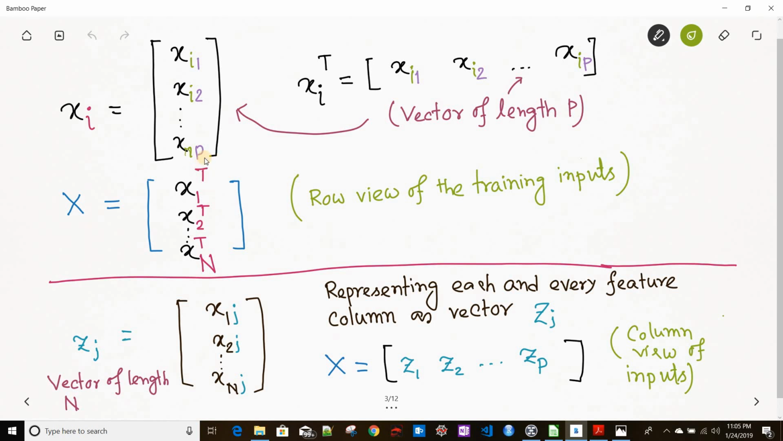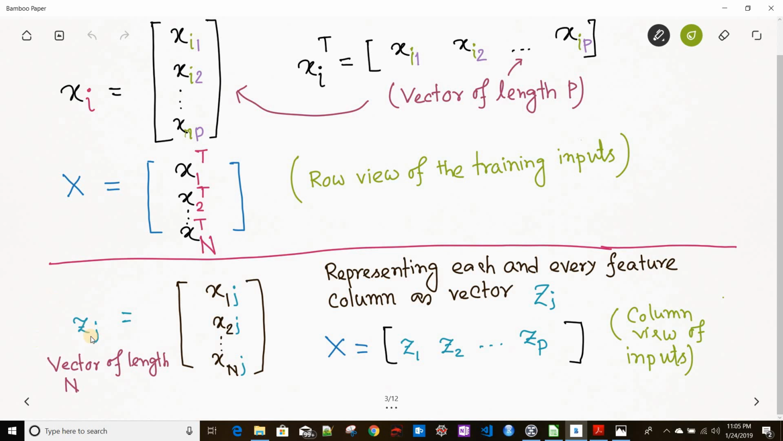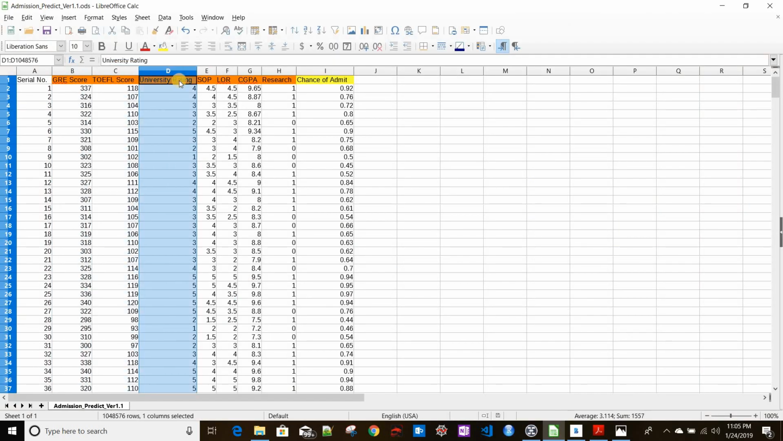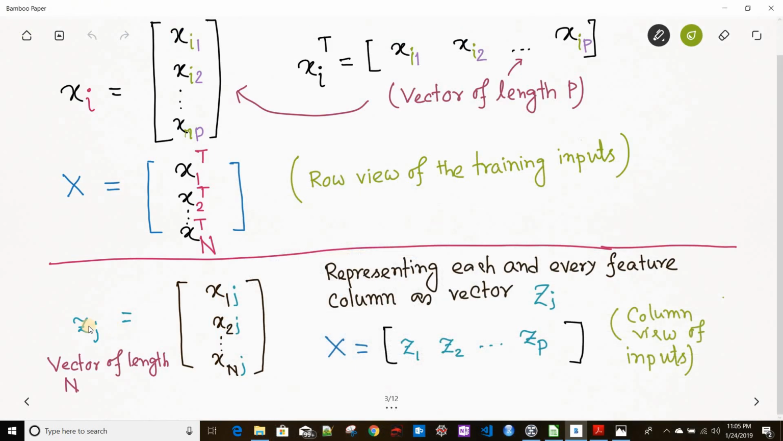Okay, now there will be a column representation as well. If I add another notation, zj, suppose for each and every column I represent it as a vector, what will be the content of zj? The second subscript will not be changing because we are dealing with a single feature. The changing will be the observation number, that's why 1, 2, till n, correct?